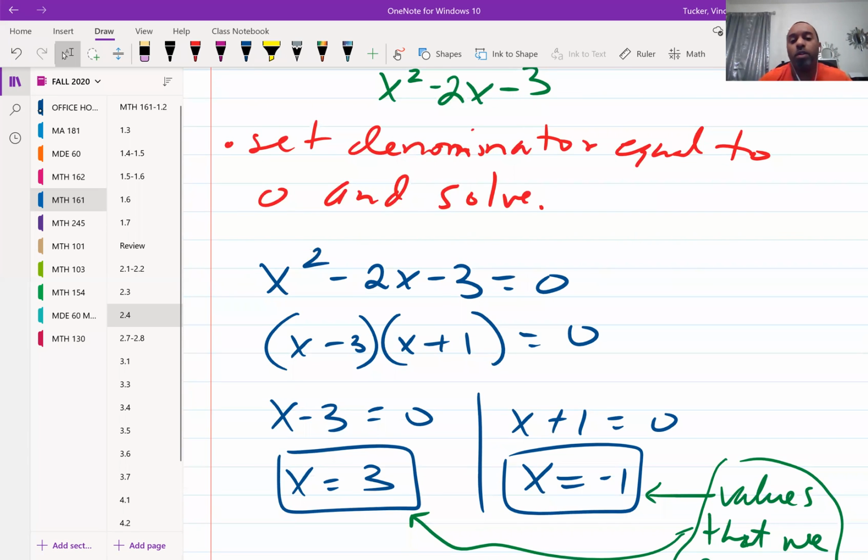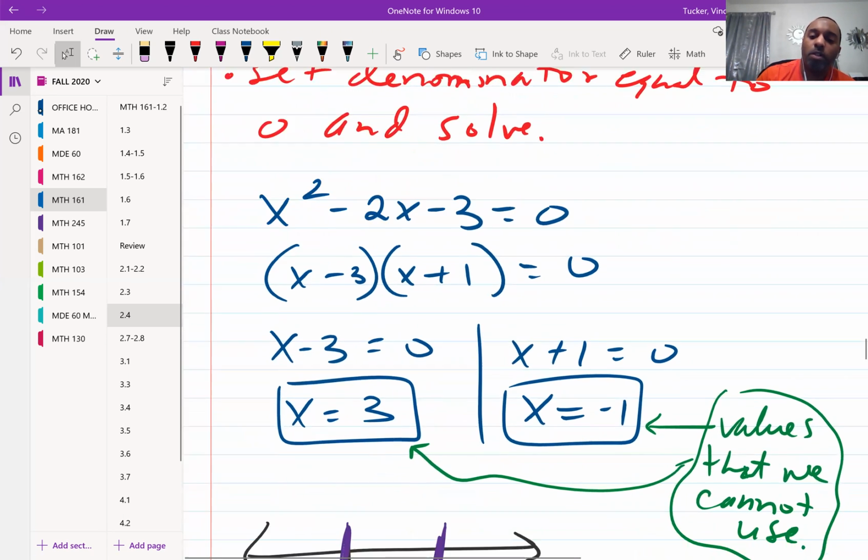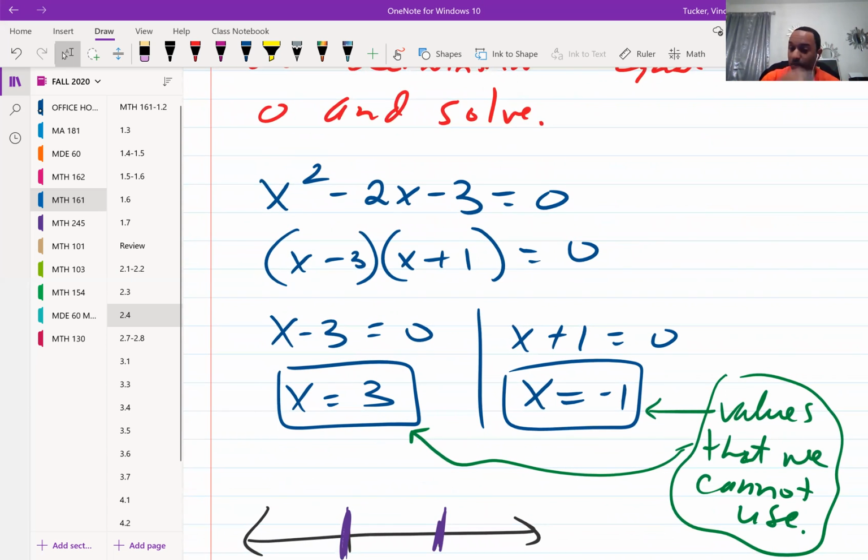Set each part equal to 0. x minus 3 equal to 0 will yield 3 as a solution. x plus 1 equal to 0 will yield negative 1. All right, so these are the values that cannot be used. We cannot use these two values.